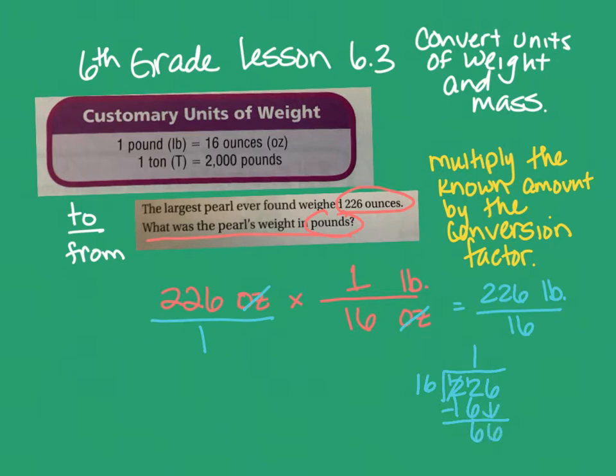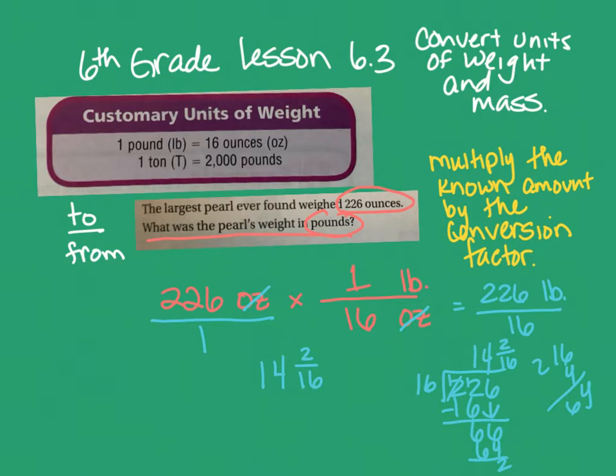Bring down the 6. 16 times 4, I think, is 64. Yes, times 4. I could not remember if it was 4 or 5. That gives me 64 with 2 out of the 16 left over: 14 and 2/16.